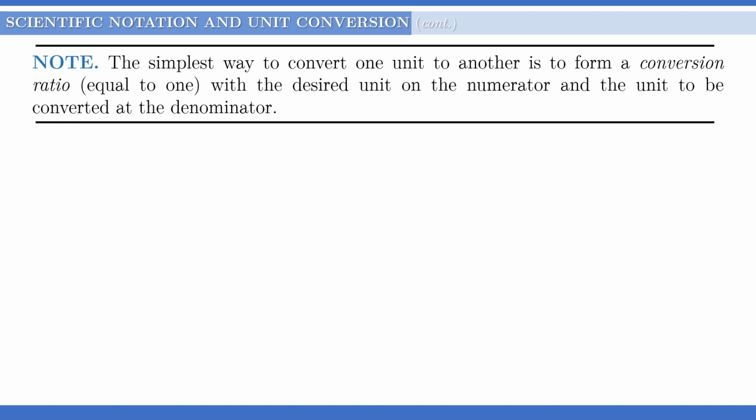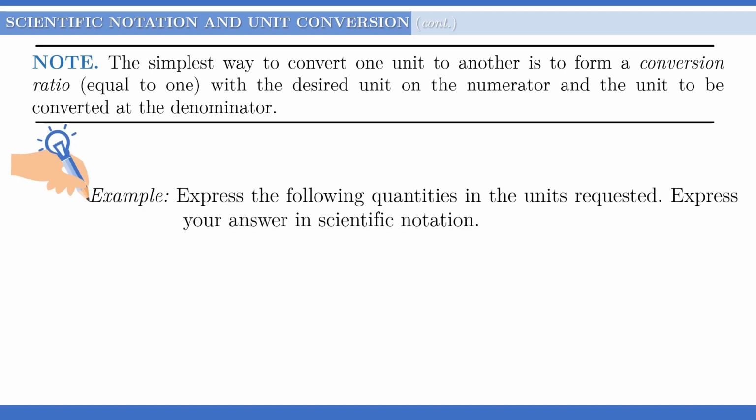Conversion is a multi-step process that involves multiplication or division by a numerical factor, selection of the correct number of significant digits, and rounding. Now, to convert one unit to another, the simplest way is to use a conversion ratio with the desired unit in the numerator and the unit to be converted in the denominator. For example, express the following quantities in the units requested. Express your answer in scientific notation.